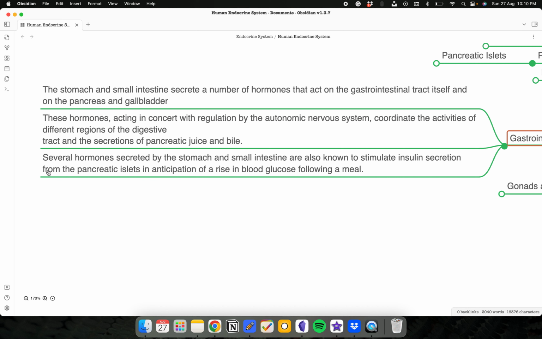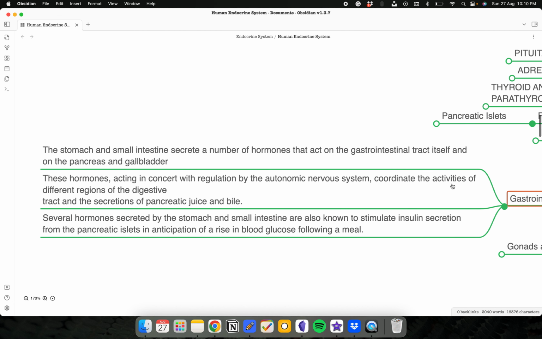The third one is several hormones secreted by the stomach and small intestine are also known to stimulate the insulin secretion from the pancreatic islets in anticipation of rise in blood glucose following a meal. So that's how everything is connected and everything is maintaining a general homeostasis of our internal system.